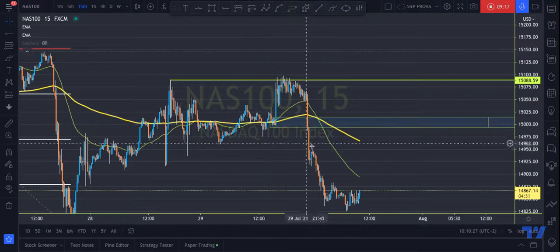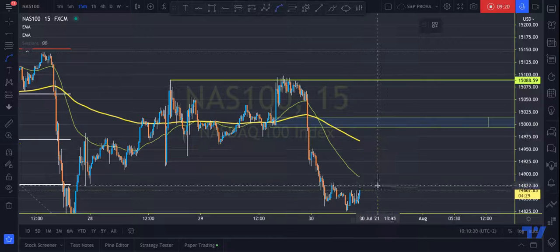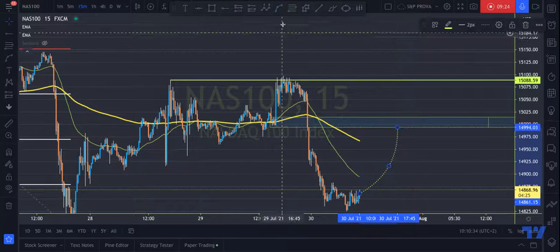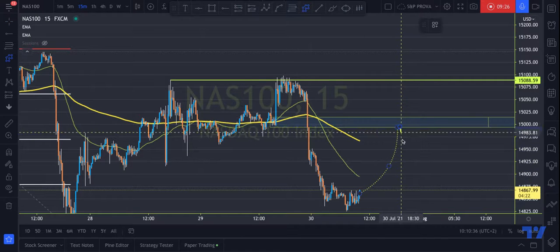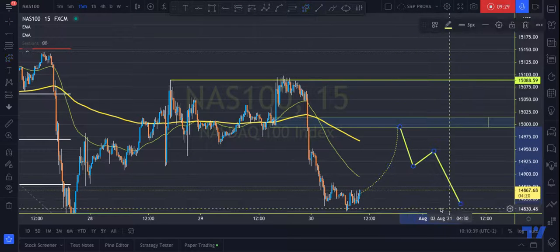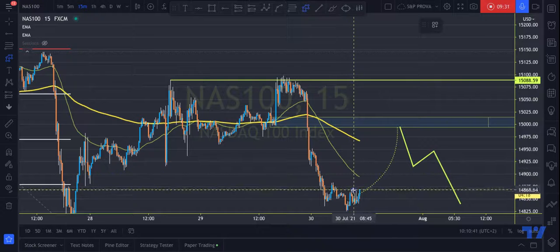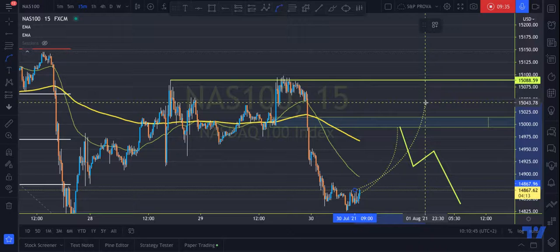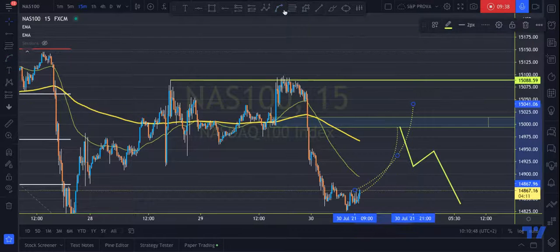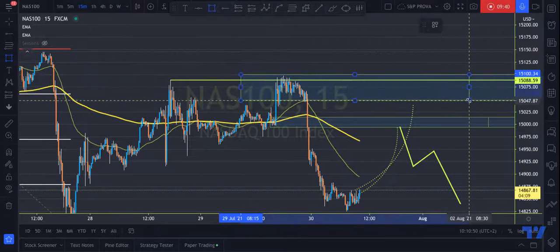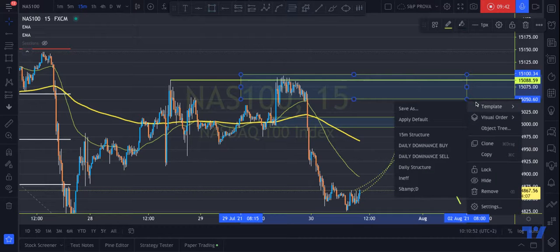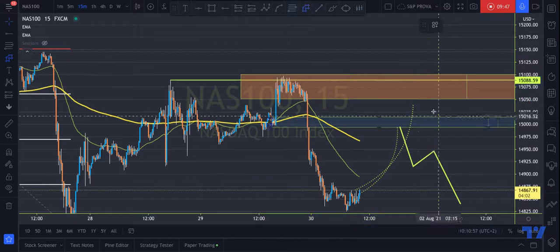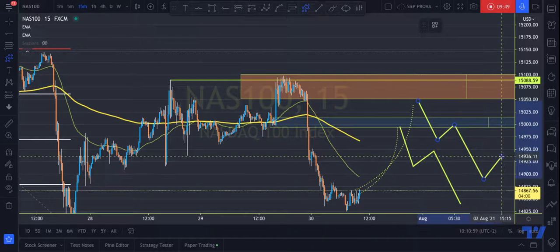So I suppose that price will retrace to the zone to go short here, or if you want to be more conservative, you can wait for this zone to go short.